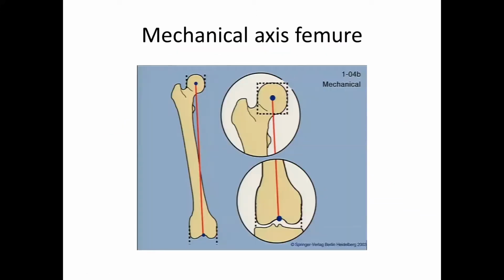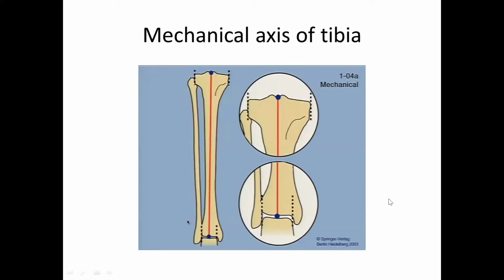So let us see the mechanical axis of the femur. When we draw it, it is from the center of the hip to the center of the highest point of the notch. Now the mechanical axis of the tibia. It is from the center of the knee joint between the two tuberosities to the center of the ankle joint. When we draw a line, this is the mechanical axis of the tibia.